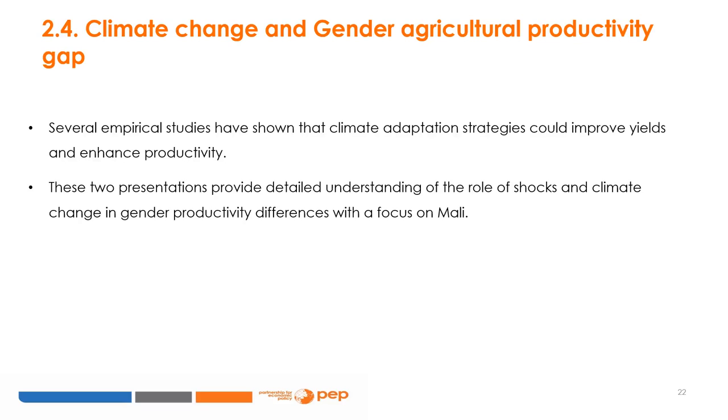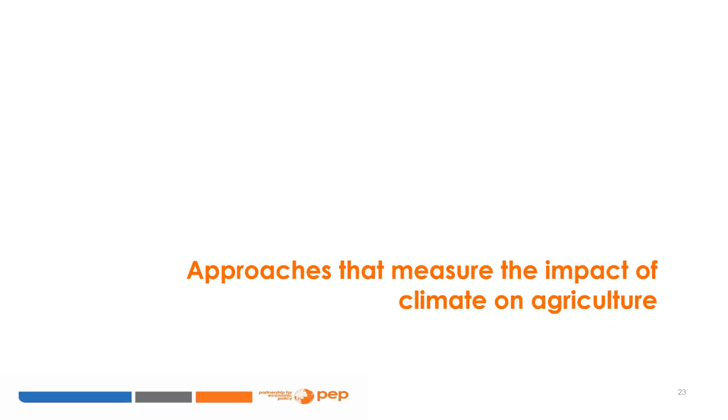Several empirical studies have shown that climate adaptation strategies could improve yields and enhance productivity. These two presentations provide a detailed understanding of the role of shocks and climate change in gender productivity differences, with a focus on Mali. Now let's discuss approaches that assess the impact of climate on agriculture.